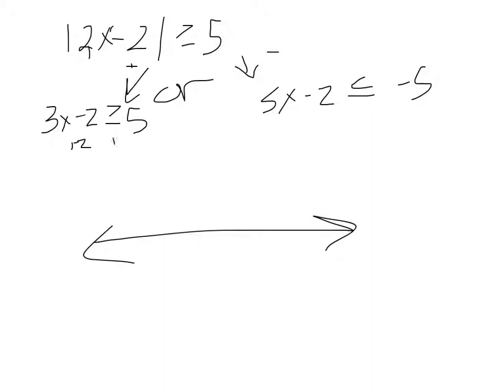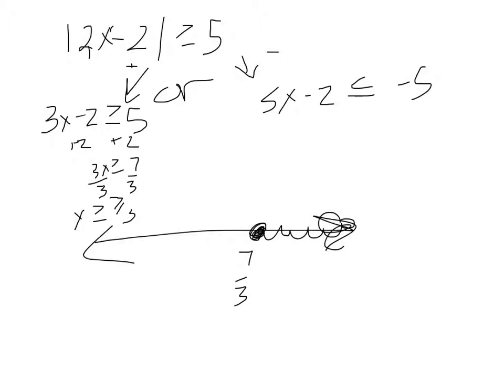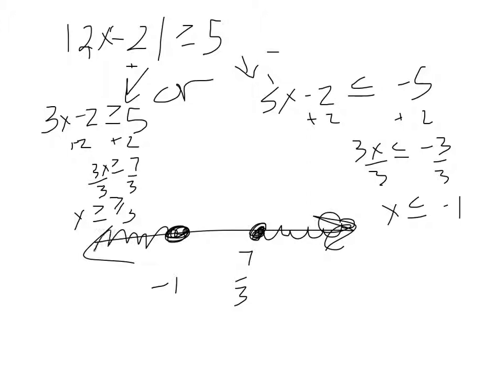Solve these individually, so add 2. We get 3x is greater than or equal to 7. Divide by 3, divide by 3. X is greater than or equal to 7 thirds. So here we have 7 thirds. X is greater than or equal to that, and we're good with that. Now, here we add 2. So we have 3x is less than or equal to negative 3, divide by 3. X is less than or equal to negative 1. Negative 1's right there. Less than or equal to is over there.